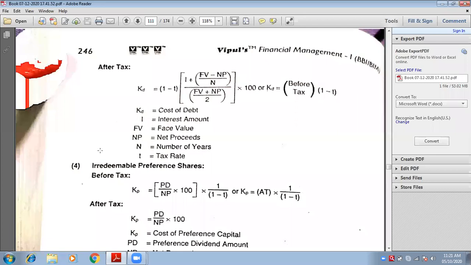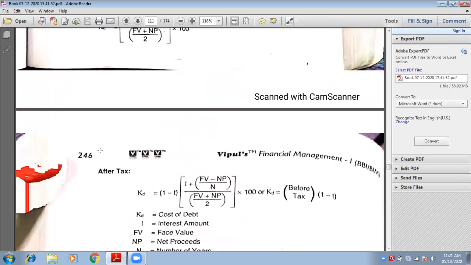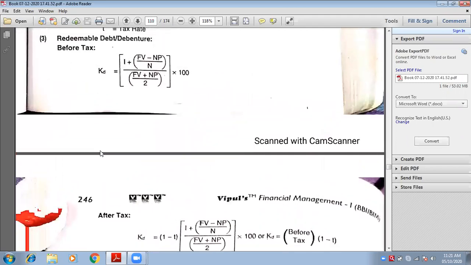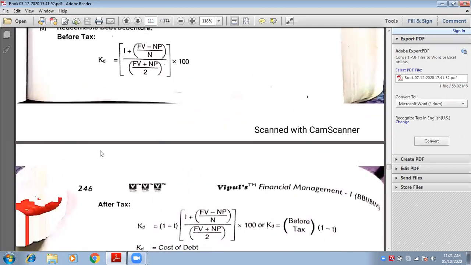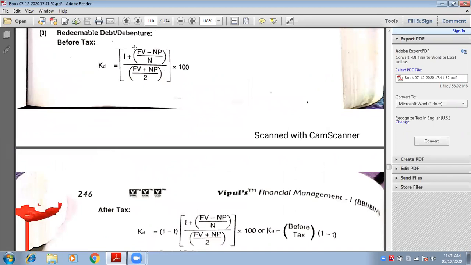So whenever you sell, there may be a difference between face value and market value. Therefore, they are giving you two values now. See, irredeemable debentures never have two values. They have only one value because they are irredeemable. But now it is redeemable. Redeemable will have two different values. One is face value, other is net proceeds. So the formula will be constructed as follows.